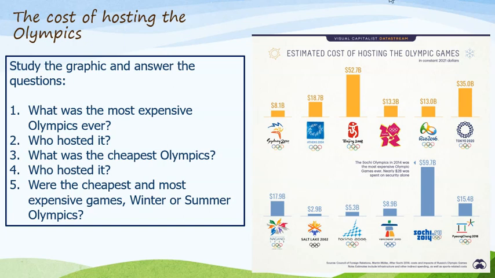Let's take a look at the infographic now. The infographic shows the estimated cost of hosting the Olympic Games. The blue columns represent the Winter Olympics and the yellow columns represent the Summer Olympics. The top 6 most expensive Olympics are shown at the top of the infographic there, and the top 6 most expensive Winter Olympics are shown along the bottom.